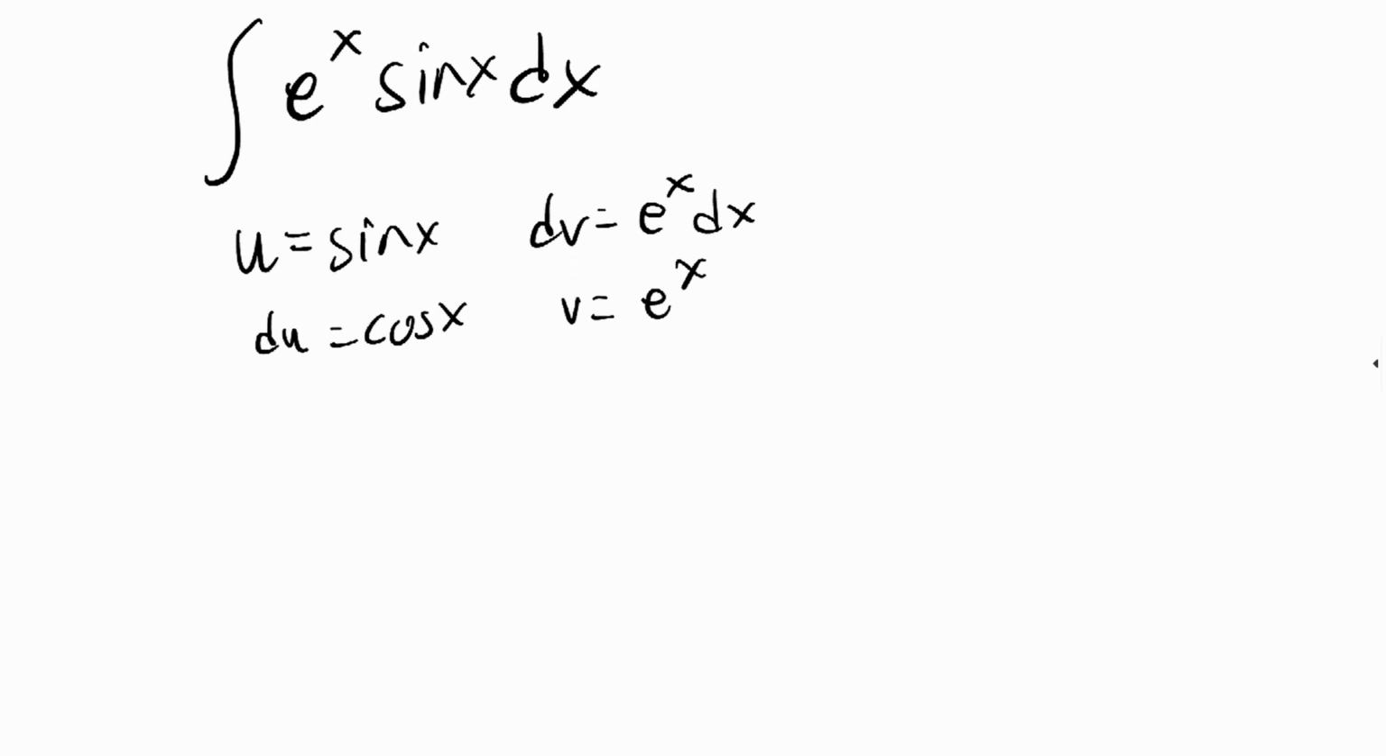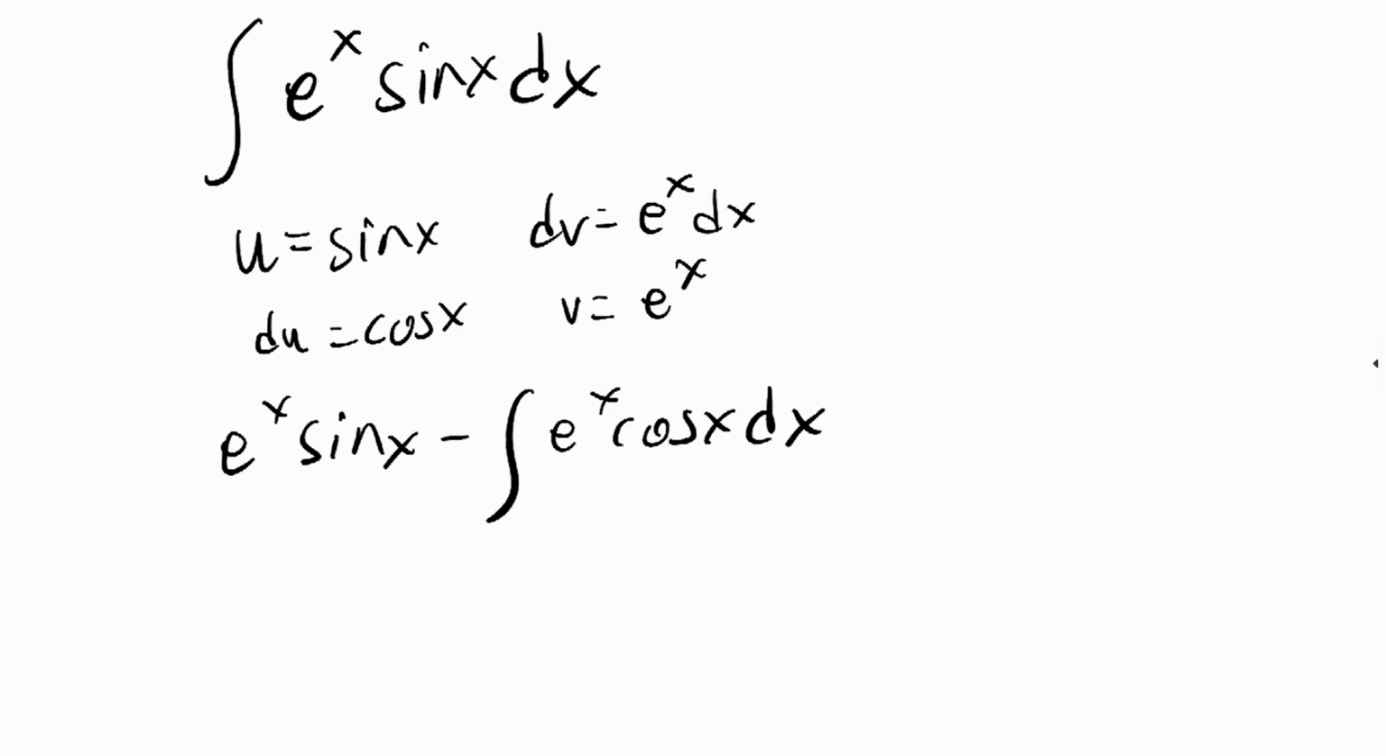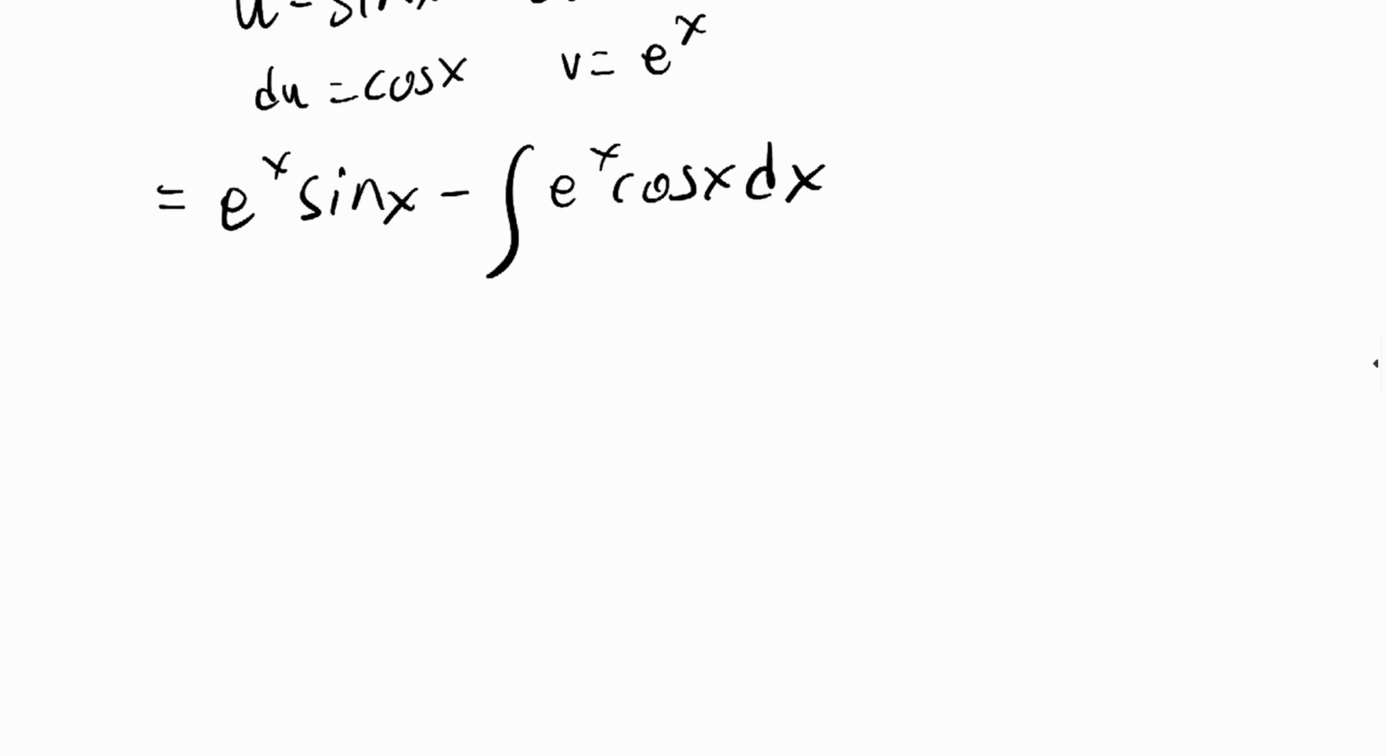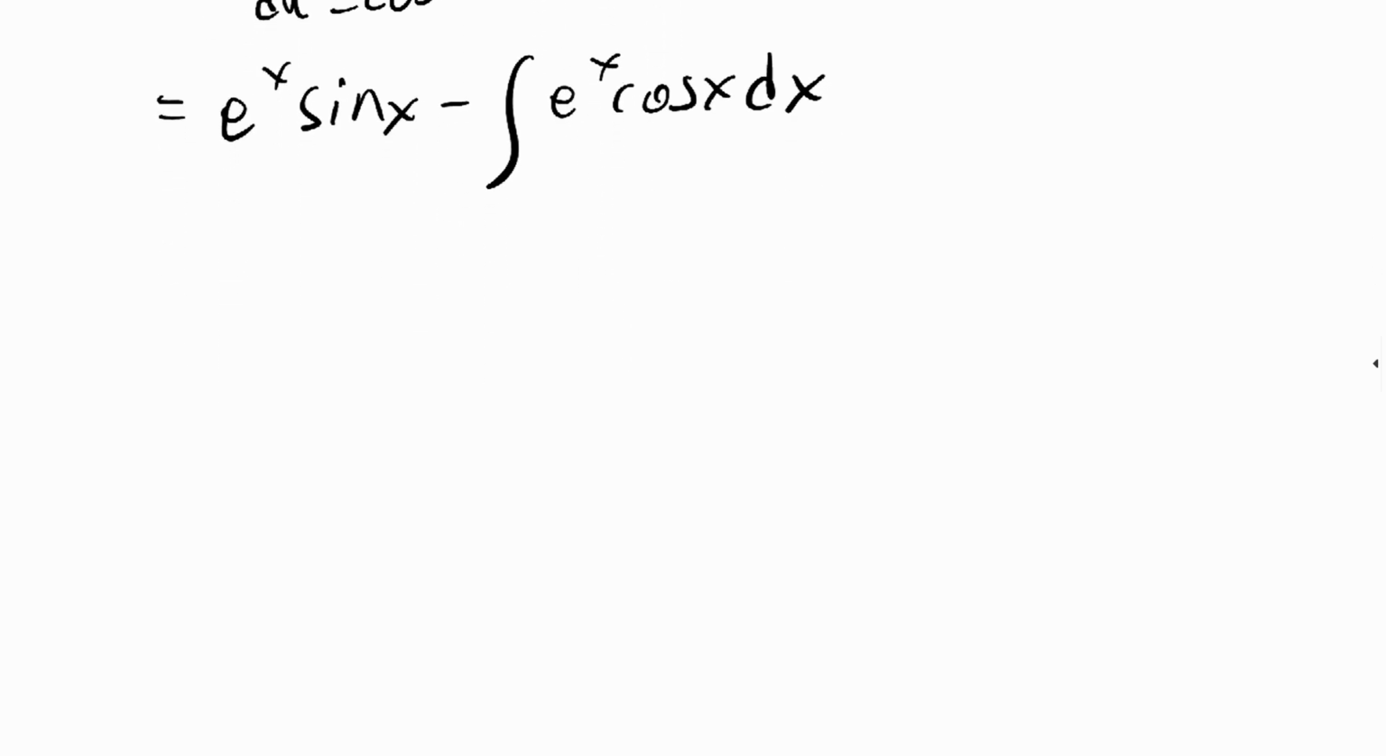So let's do the formula. uv, which is e to the x sine x, minus the integral of v du, so e to the x cosine x. Okay. So we kind of made it more complicated. We have just the same integral with cosine. But we're going to do it again. You'll see what's going to happen here.